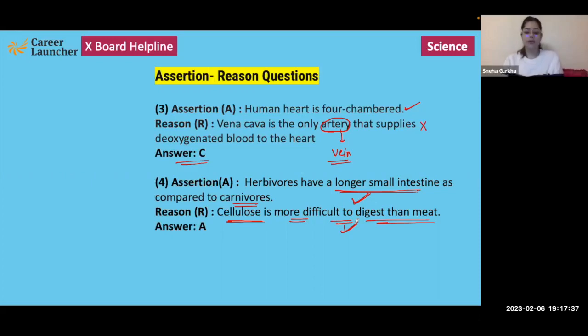And the reason for this is that cellulose is more difficult to digest than meat. So assertion and reason both are correct, and reason is the correct explanation for the assertion. So we have to choose option A here.